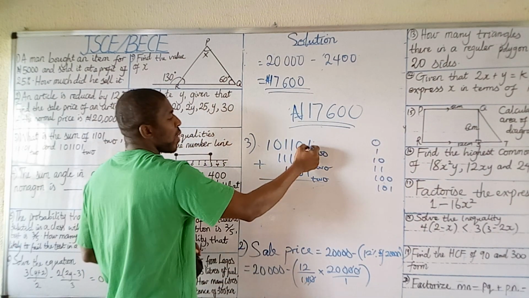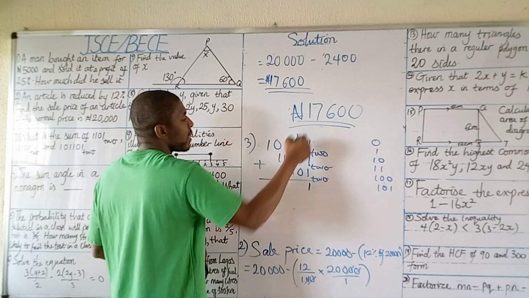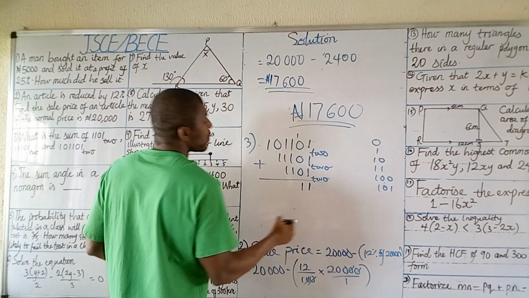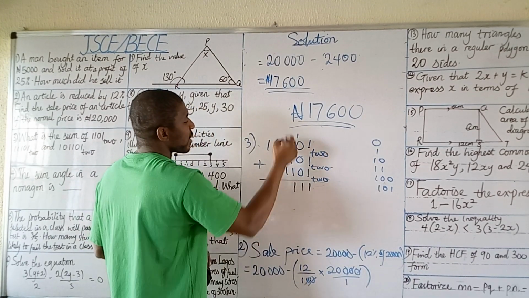So we go to us. 1 plus 1 is 10. 10 plus 1 is 11. We write 1, carry 1. 1 plus 0 is 1. 1 plus 1 plus 1 will give me 11. Okay? Write 1, carry 1.